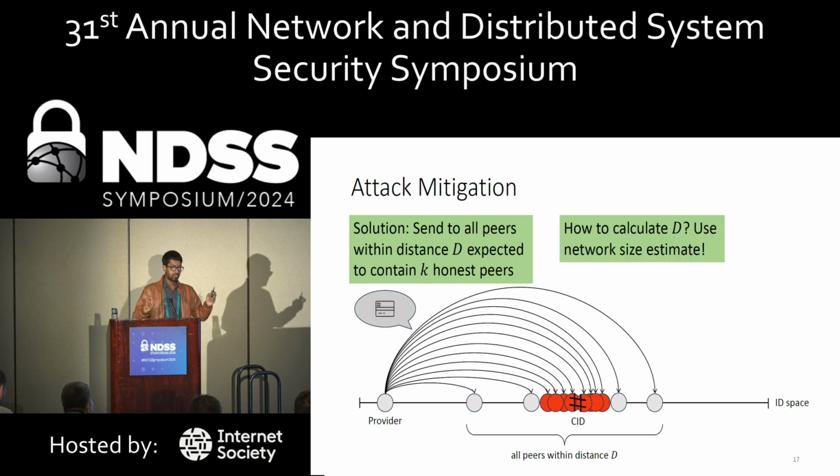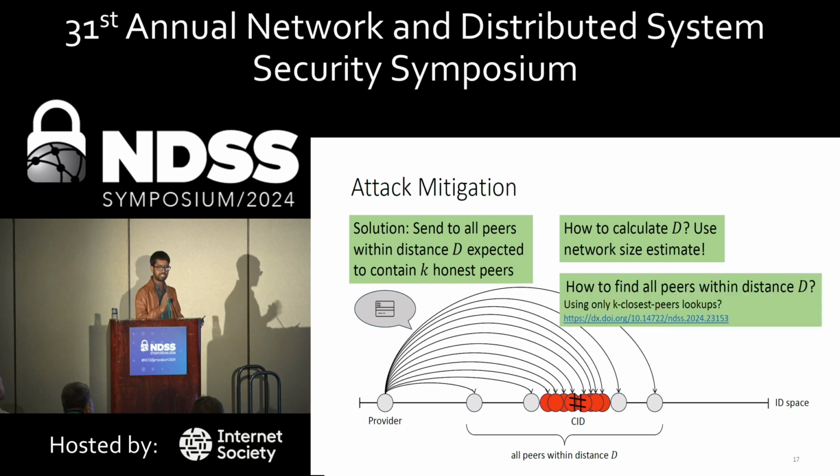How do you calculate the distance to which you want to provide? You would use the network size estimate that I mentioned earlier. Using the network size estimate, you calculate what distance d is expected to contain k honest peers, where the honest peer IDs are uniformly randomly distributed. You can find the details in the paper. It's a very simple calculation, though.